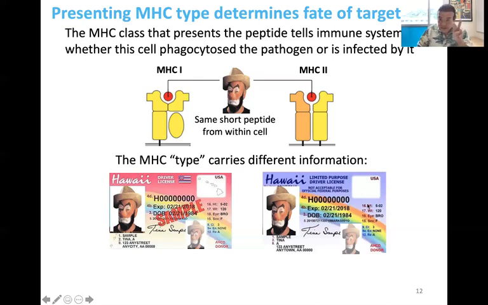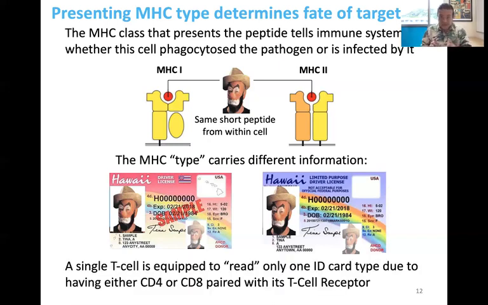The point is, the photo of the bad clown, in other words, the identity, is identical, being presented on either one of these MHCs, but the extra bit of information, in other words, which MHC it's on, is like the actual driver's license card, right? It contains additional information that influences how the card can be used.